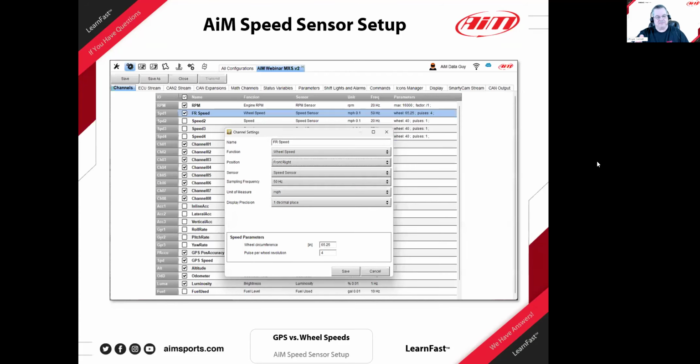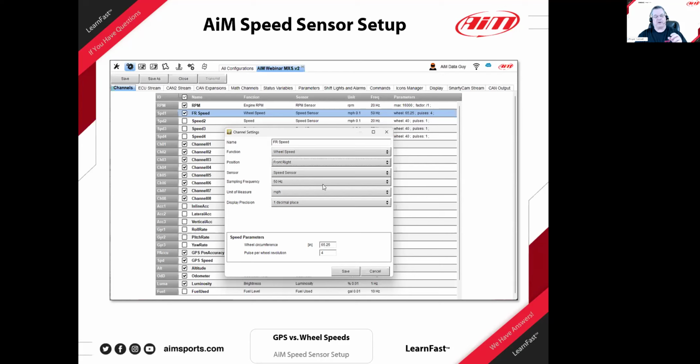If you have an AiM sensor and you're going to add it to your AiM device, I thought it'd be great to show a quick slide here of that setup. And you simply have to click on one of the speeds and you rename it to what that speed is. A couple important things here that I want to make sure that we talk about is the function and the position. Make sure that on any sensor that you're adding to your analog sensors or your digital sensors, you take care of this channel function.